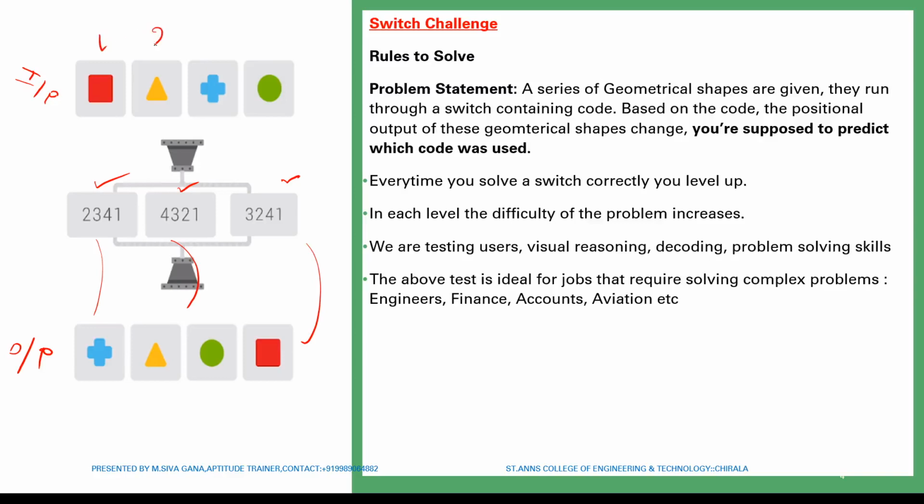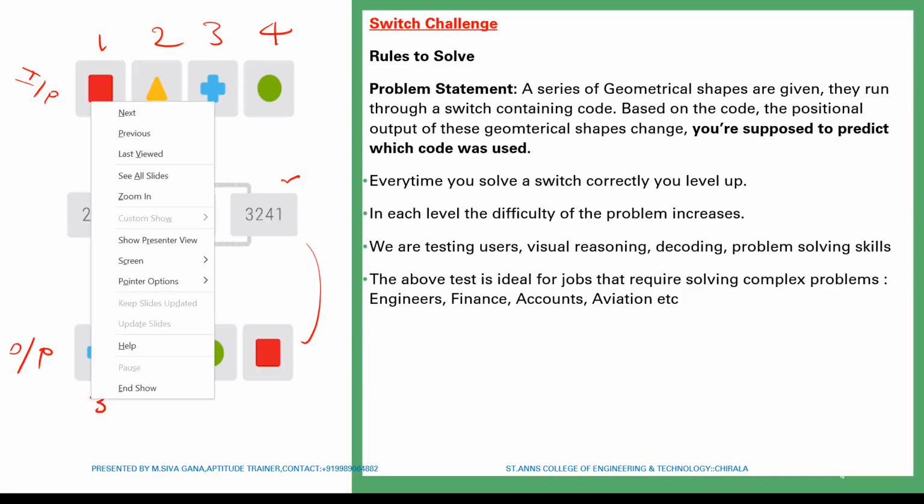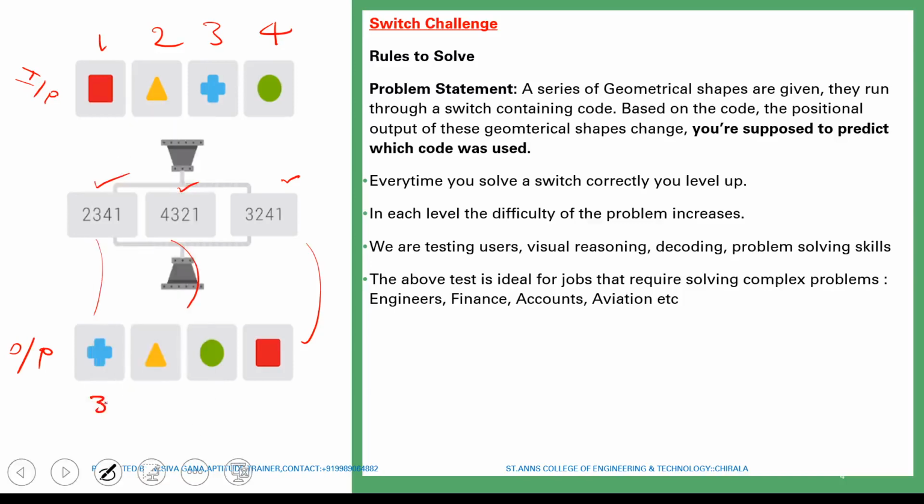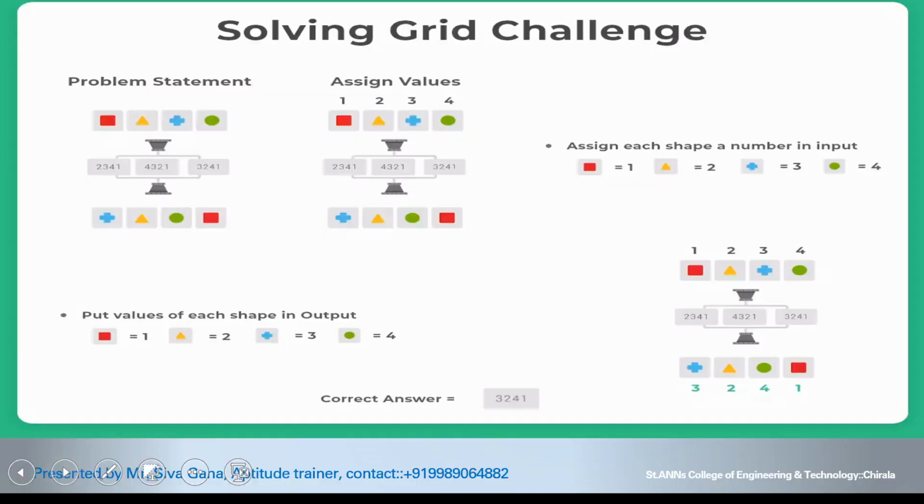I'm assigning values to these geometrical structures: 1, 2, 3, 4. Circle is 3. The next, triangle, is 2. Plus is 4. And rectangle is 1. So 3241 is the code. You need to drag this code over here, so that the next level of this game will be unlocked. This is what I explained, and I'm just showing it in this slide.